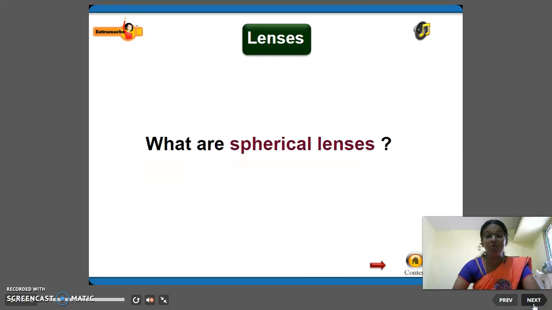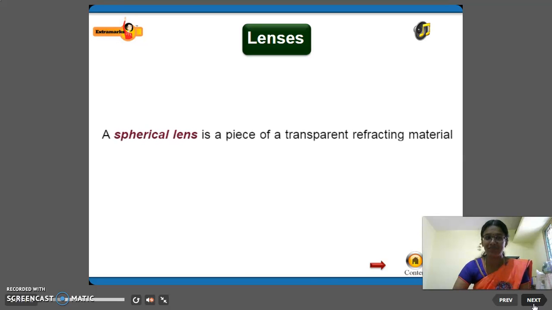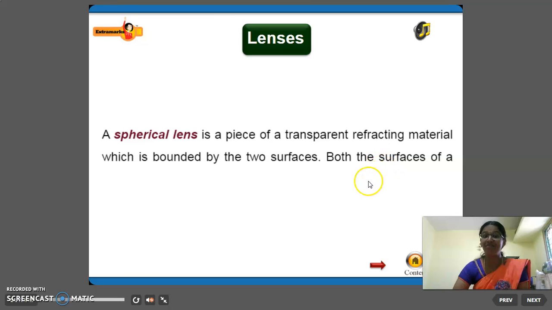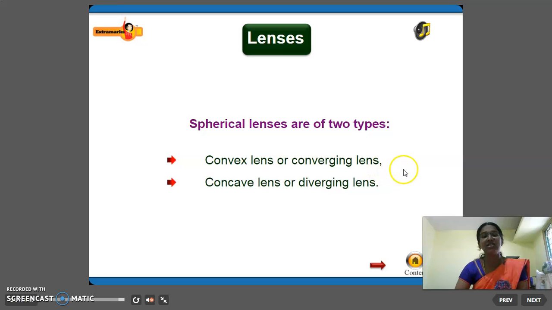It is bounded on two sides by a refracting surface. A spherical lens is a piece of transparent refracting material which is bounded on two sides. Both surfaces of the lens are spherical. Spherical lenses are of two types: the convex lens or converging lens, and the concave lens or diverging lens.